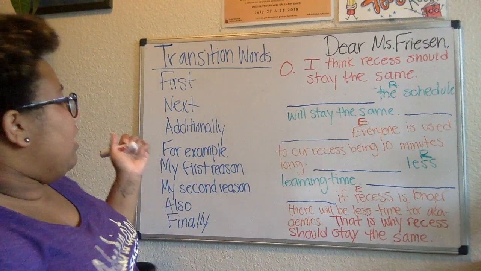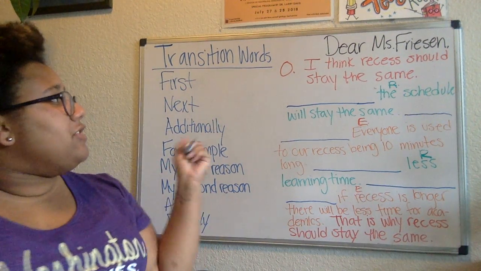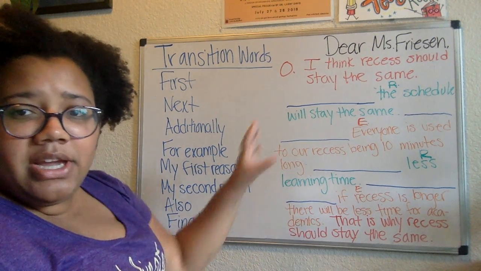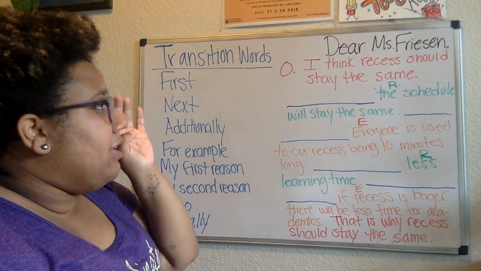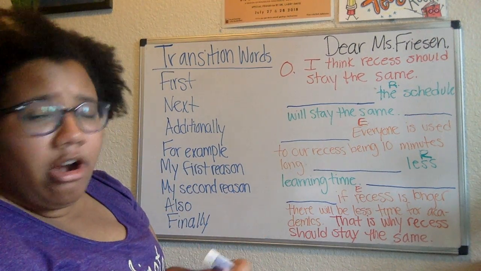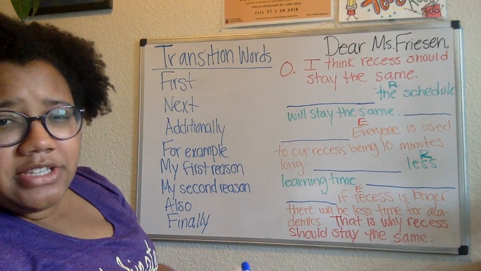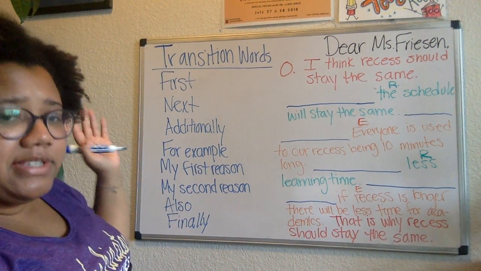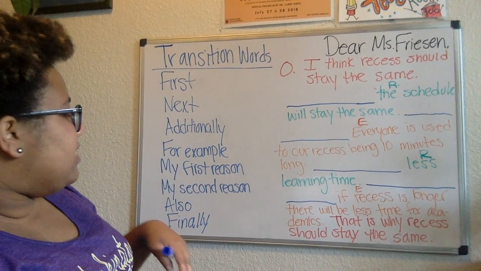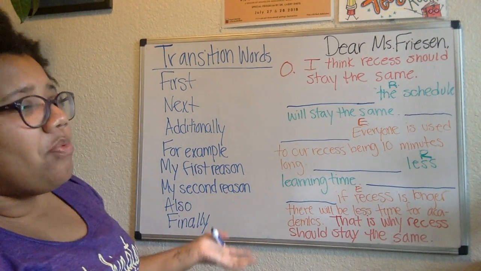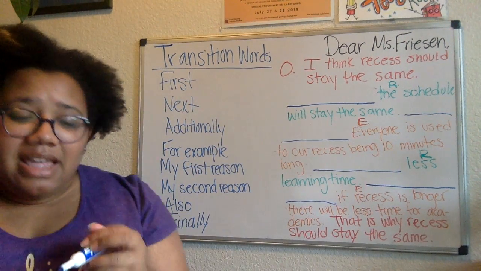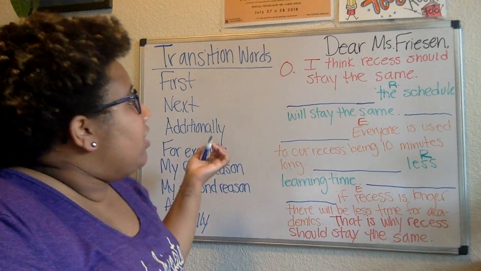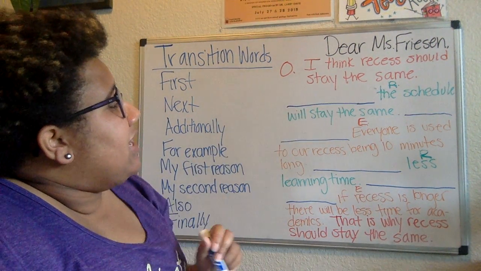So now, wrong color. This week we're going to think about our transition words that we can plug into our letters to make it a little bit more convincing and make our arguments stronger. So some transition words that we are used to: first, next, additionally, for example, my first reason, my second reason, also, and finally. These are all words that we can put in our sentences to make them a little bit stronger and more convincing.